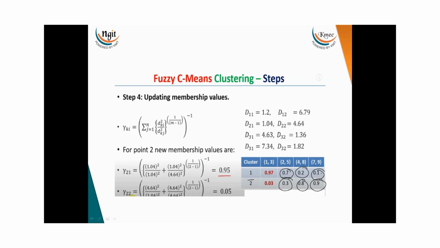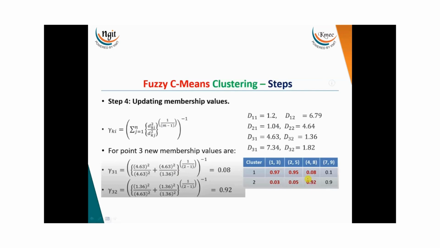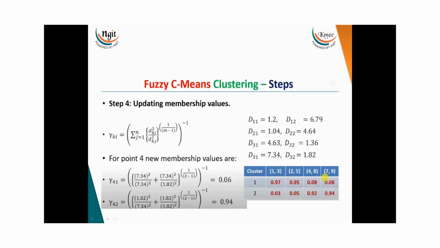I request you to do this calculation on your own so you will have a better understanding. Do the calculation for at least one or two clusters, then you will understand better how the calculation has been done. So we will update all these values and after updating we'll get the final outcome. This is my final outcome after updating all 4 new membership values. So this is my new membership table which I got after updating the membership values.